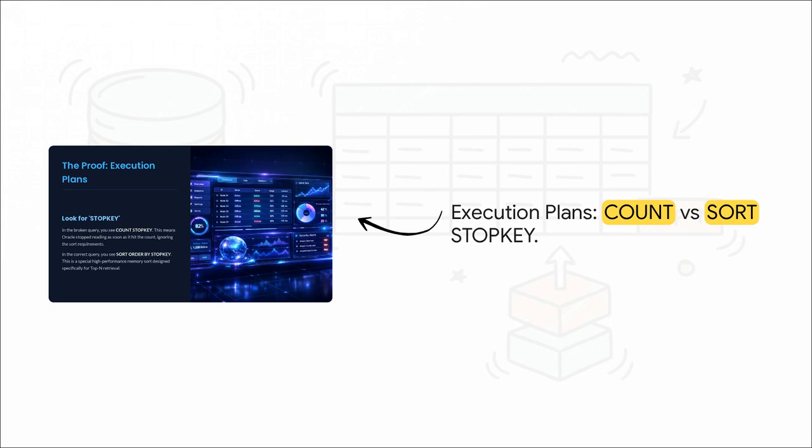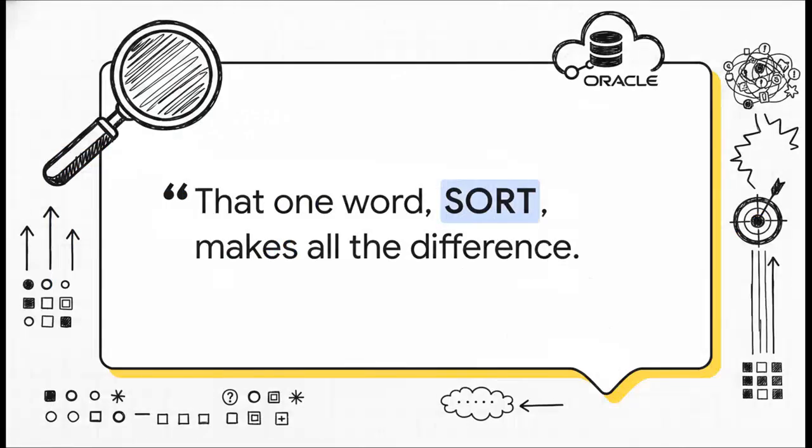The database is actively maintaining a special high-performance memory sort buffer. It retains only the actual best rows as it scans, rather than just stopping arbitrarily. It all boils down to this quote: that one word, SORT, makes all the difference. Spotting that single word in your execution plan is your ultimate forensic proof. It literally guarantees whether your application's results are going to be completely random or 100% accurate and totally deterministic.